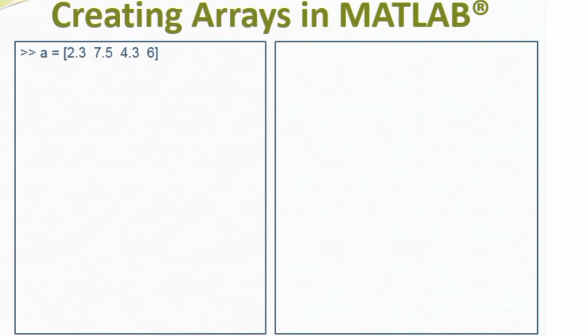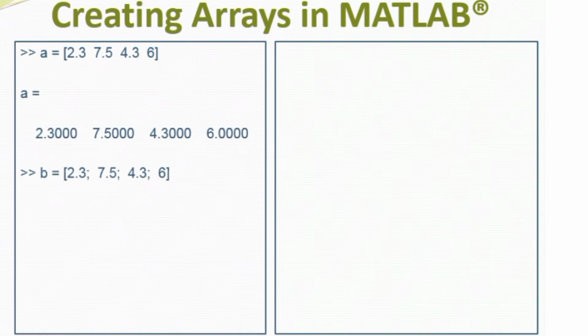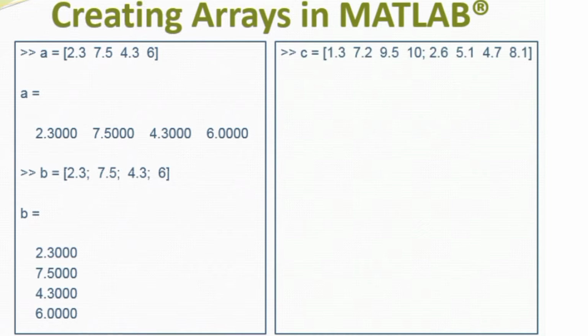One way that I can create an array is simply by naming my vector. In this case, I'm going to call it A, equals, square brackets, start typing in numbers. And if I do that, of course, I'm going to get a row with 4 elements in it. If I define a vector, and instead of just spacing between the numbers, I terminate each number with a semicolon, that semicolon means start a new row, start a new row, start a new row. So in this case, my vector B is going to be a column of numbers rather than a row of values.